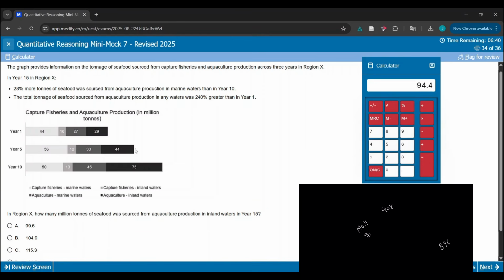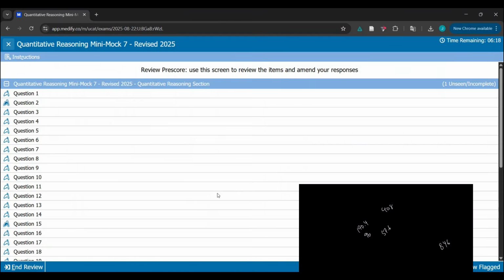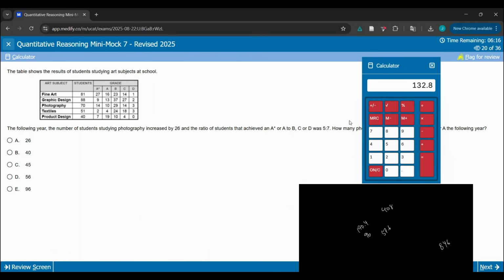Okay. In region X, how many million tons of production in inland waters in year 15? So 20 more seafood was sourced from agricultural production in marine waters. Oh, so 45 times 1.28 is 57.6. So 190.4 minus 57.6, is that an answer option? Yes. Okay. So last one.